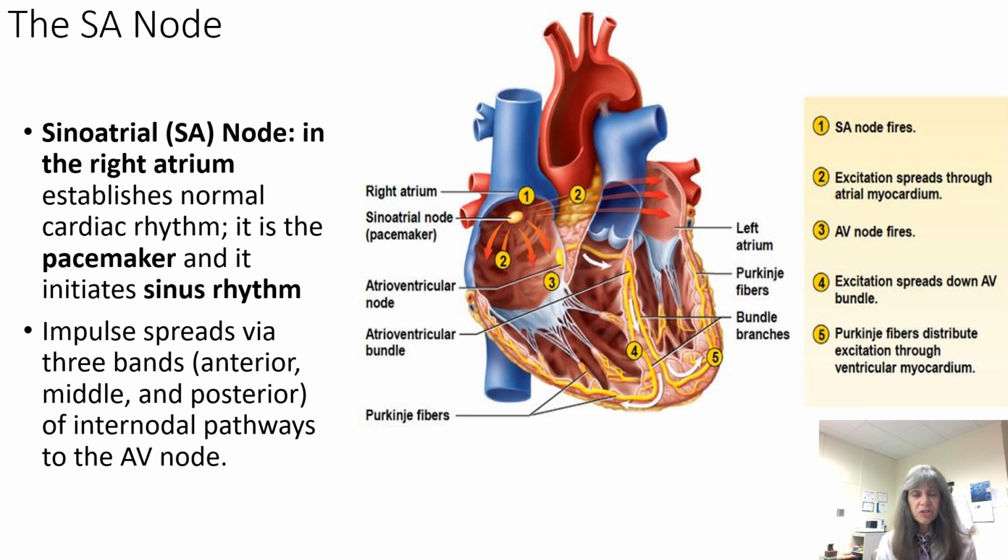So on this picture, you'll notice that number 1 is what indicates the right atrium, and the SA node, which you can see just below the number 1. And number 2 is indicating how the excitation is going to spread through the myocardium of the atria. And number 3 is where we have the atrioventricular node.